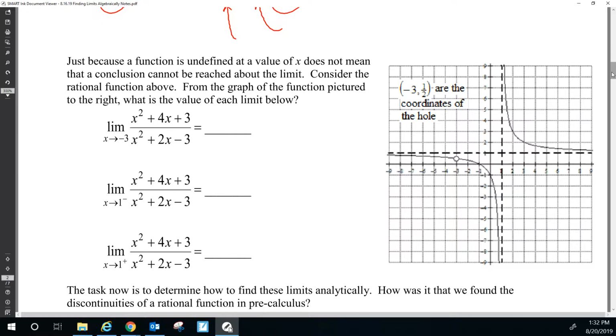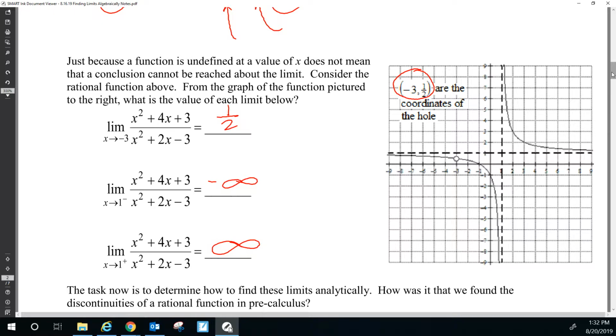So it says, from the graph of the function below, what is the value of each limit? And they're nice, they gave us the coordinates of the hole. So the limit of this guy, y is getting close to, here's the x-axis, y is getting close to 1/2 on both sides, so the overall limit would be 1/2. My left-hand limit at 1, as we approach 1 from the left-hand side, we're going down to -infinity. And my right-hand limit, as we get close to 1, it's popping up to +infinity.